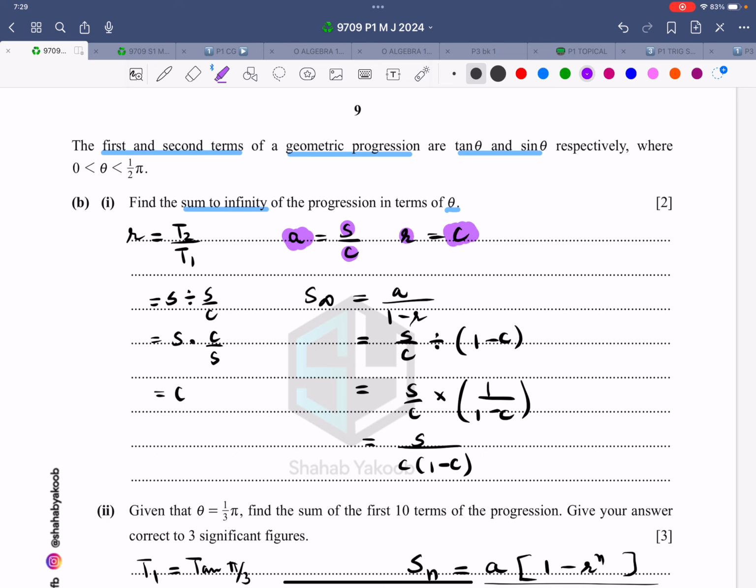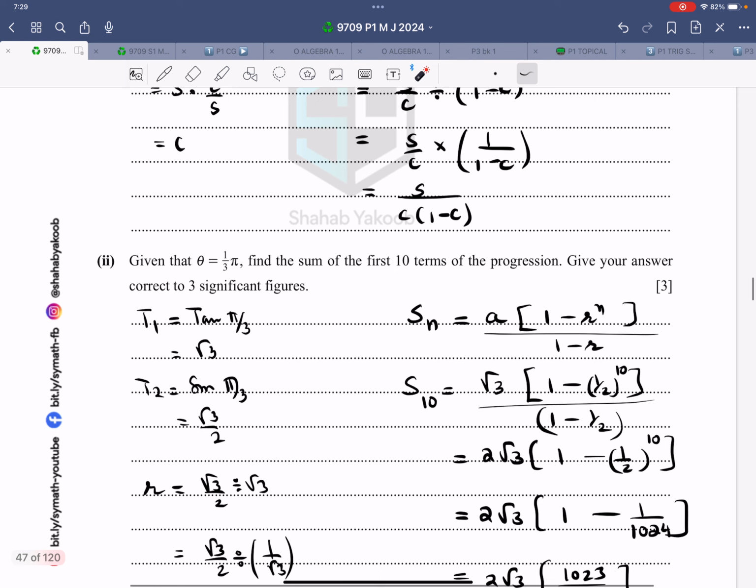So sum to infinity is what? Sum to infinity is A over 1 minus R. A is S over C divided by 1 minus C, S over C into 1 over 1 minus C, and leave the answer in this form. No need to complexify your life or the examiner's life. So now the second part.